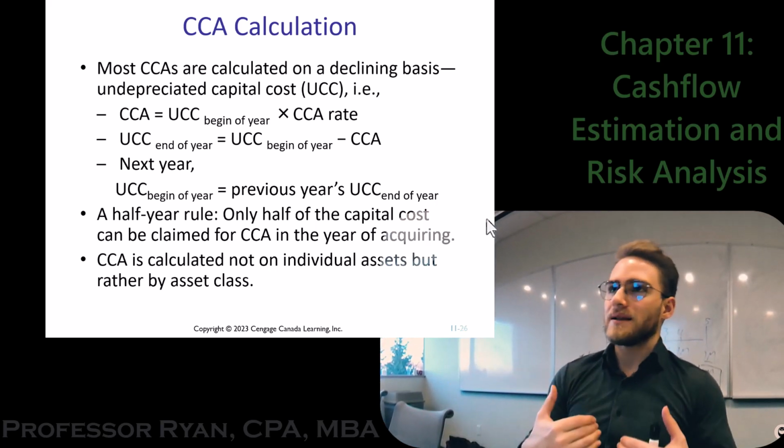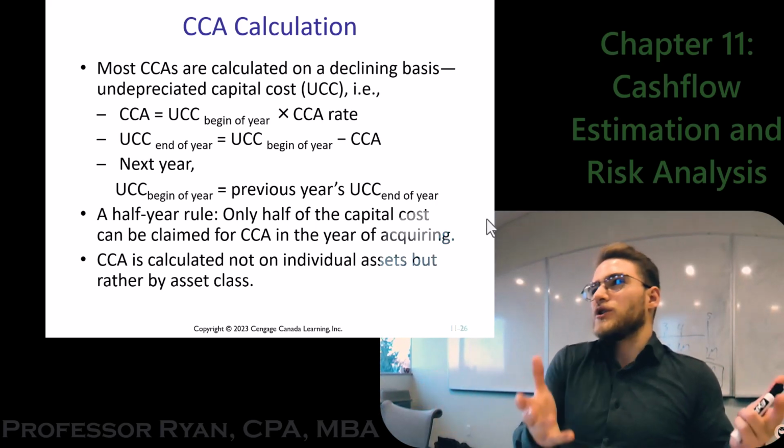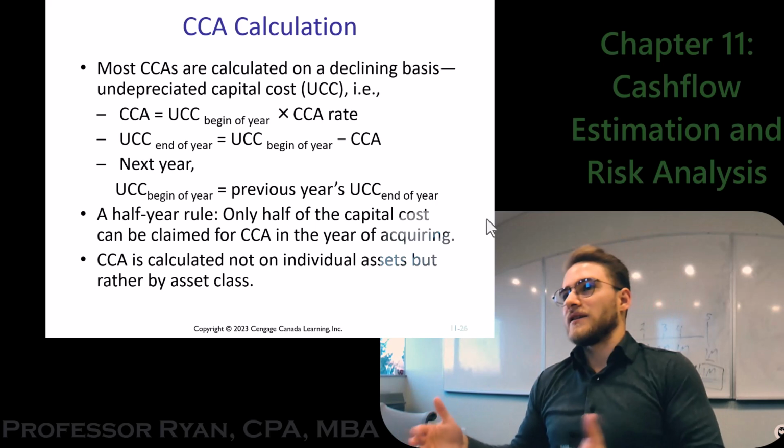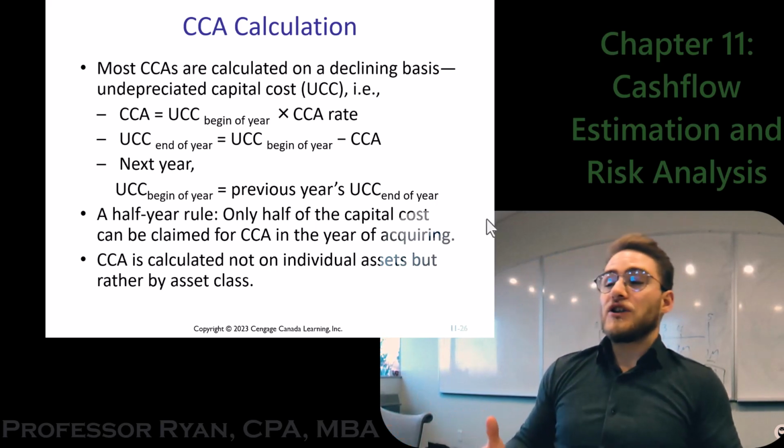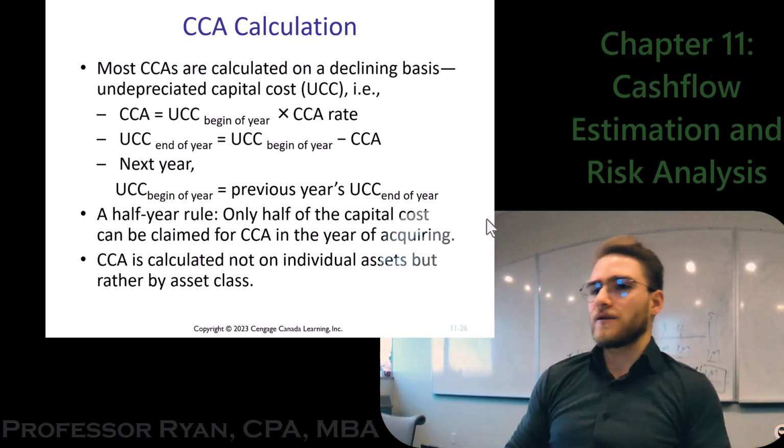And what the half-year rule is basically, you buy an asset in the first year. When did you buy it? Did you buy it 3 months into the year? Did you buy it 9 months into the year? Did you buy it 11 months into the year? Do we prorate the depreciation? How much do we amortize in the first year?